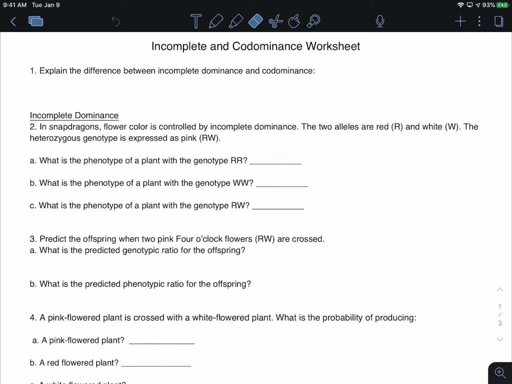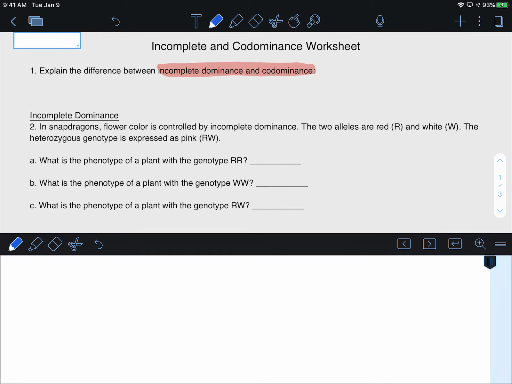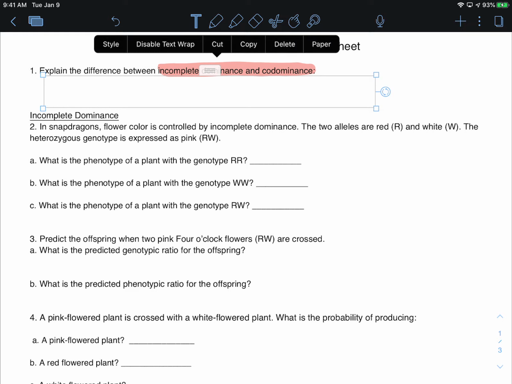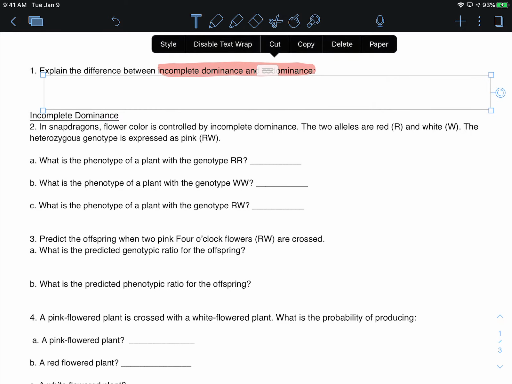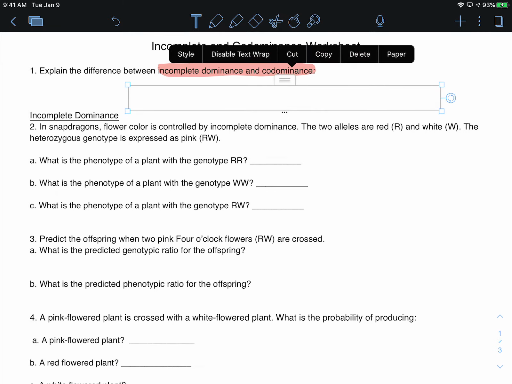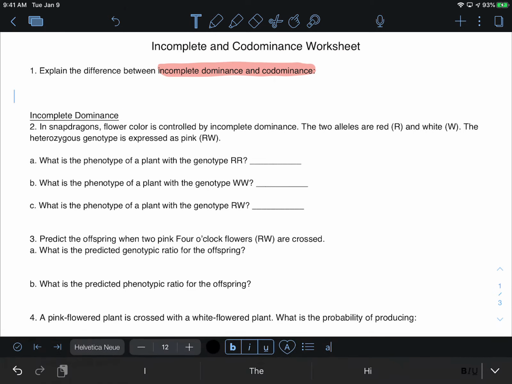So the first thing that they ask, and this is a pretty common question that I have asked on almost every test, I think, is what is the difference between incomplete and codominance? And there's lots of answers to this, but a lot of the time I like to think about you focusing in on, if you were a breeder, if you're breeding plants, how would you tell the difference between codominance? It does not want to let me type in that box. Okay, so how would you tell the difference is really what I want to see.